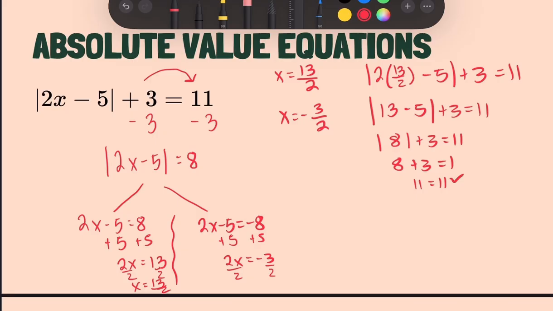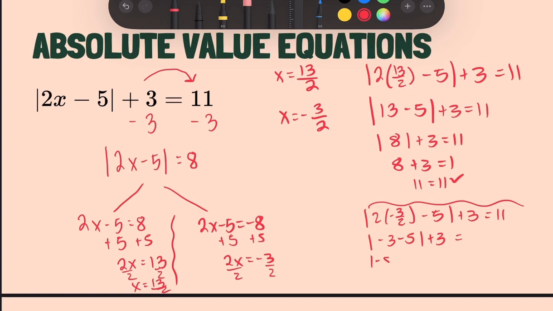But now let's check negative 3 over 2. The absolute value of 2 times negative 3 over 2 minus 5, plus 3 equals 11. 2 times negative 3 is negative 6. Divided by 2 is just negative 3 again. So you get left with the absolute value of negative 3 minus 5, plus 3. Negative 3 minus 5 is just negative 8. So I have the absolute value of negative 8 plus 3 equals 11. The absolute value of negative 8 is in fact 8 plus 3, and 8 plus 3 is equal to 11.